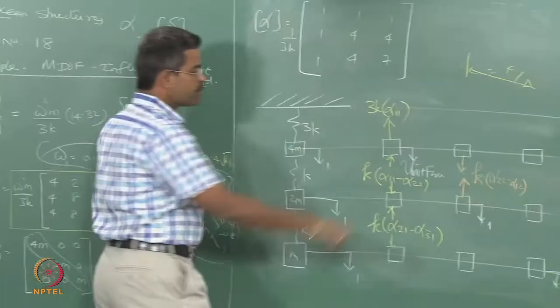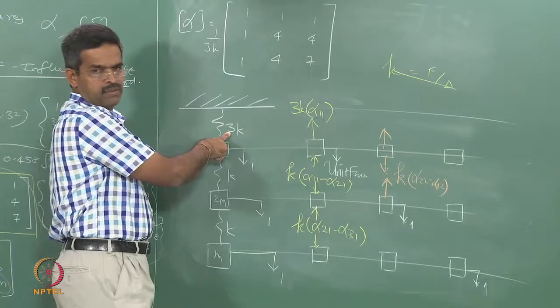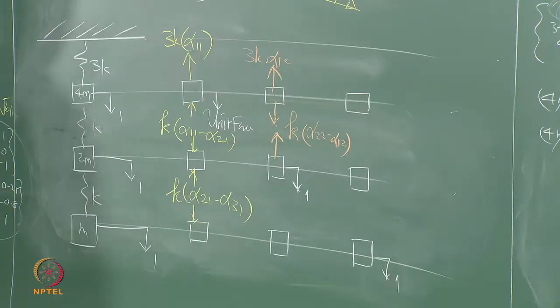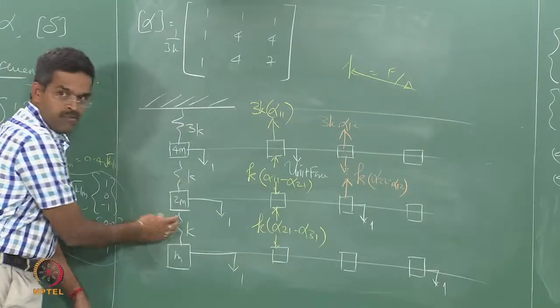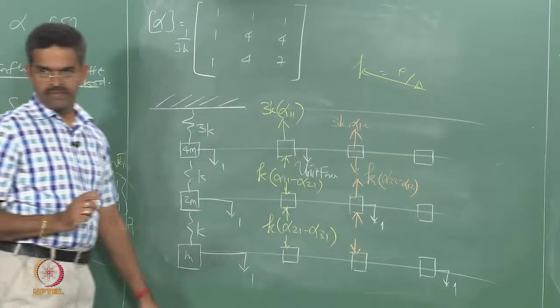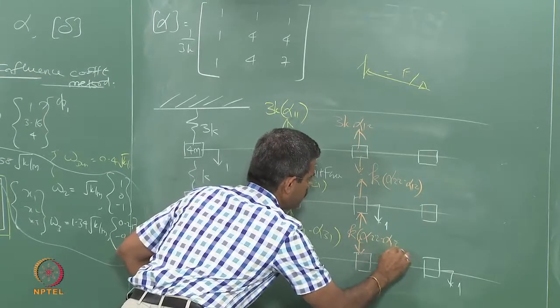Now, when this spring is pulling this mass down, this spring will pull the mass up actually. So, 3k of alpha 1 2. Similarly, when this mass is pushed down or pulled down, let us say, this spring will push it back. So, the marking is like this, which will be k times of alpha 2 2 minus 3 2.